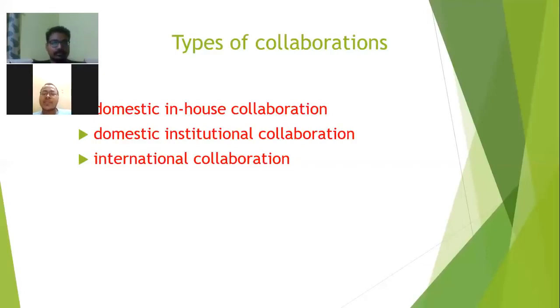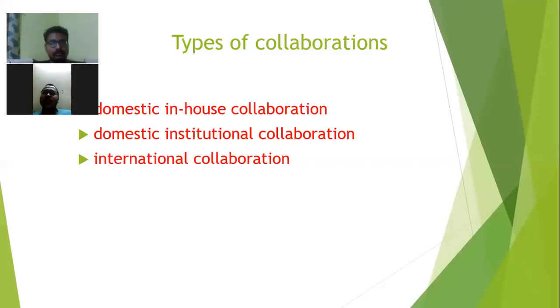This domestic institutional collaboration is very beneficial. As a material science researcher, I can tell you that you will not find all kinds of instruments in a single institute, because the instrument cost is so high. Even if you consider IIT or IISc, a lot of instruments are not there in that particular institute. Whenever you collaborate with someone from another institute, you can easily access their instruments and do your work.